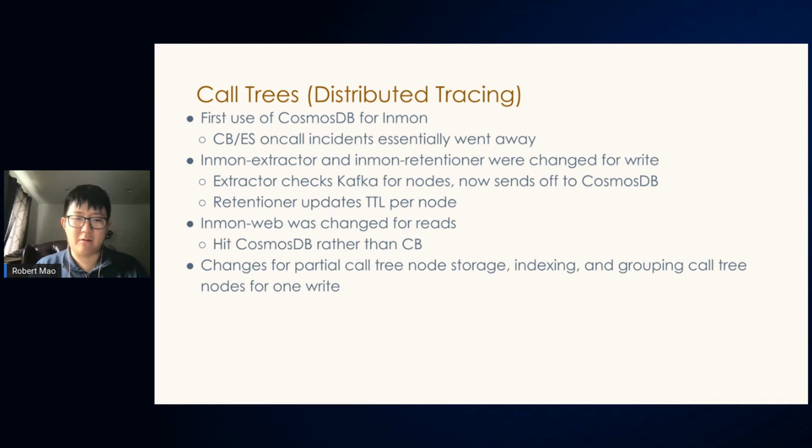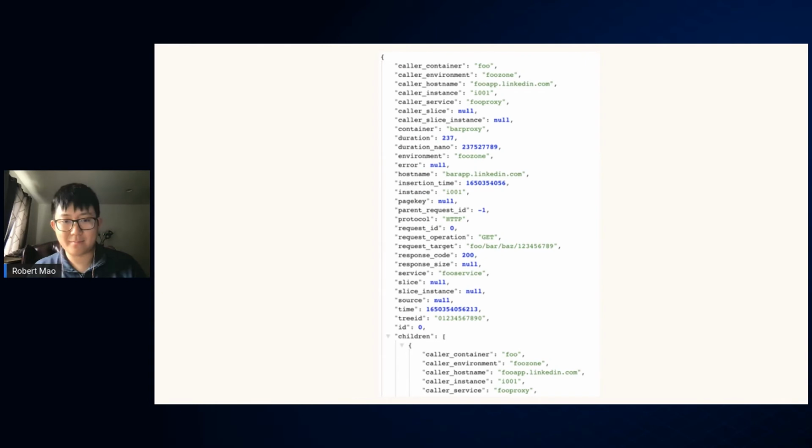We also changed the Inmod web for reads to hit Cosmos DB rather than Couchbase, and we made other changes for partial call tree node storage, indexing, and collecting as many call tree nodes in memory in one go to minimize writes, in keeping with the theme of minimizing individual writes over to Azure services to save on cost.